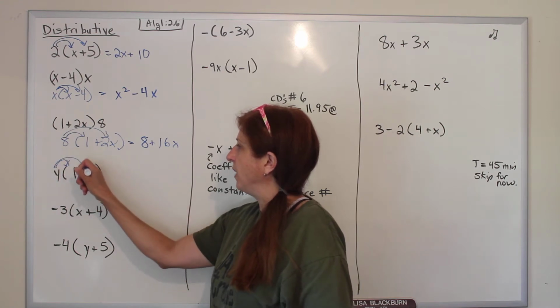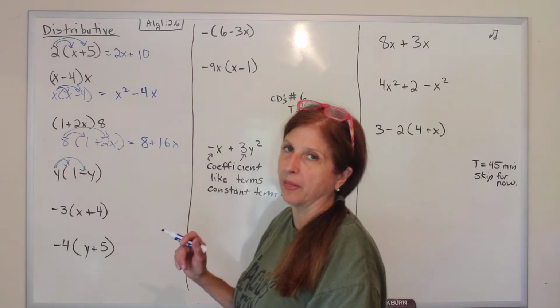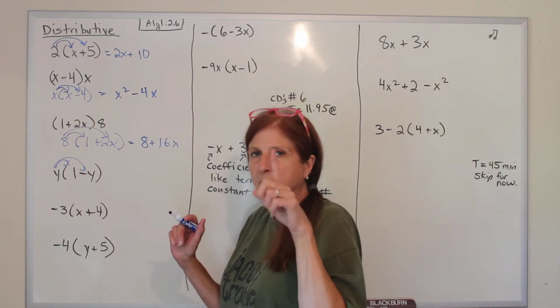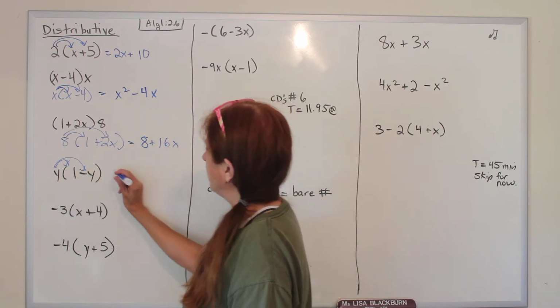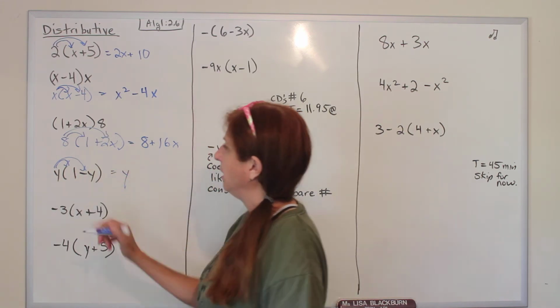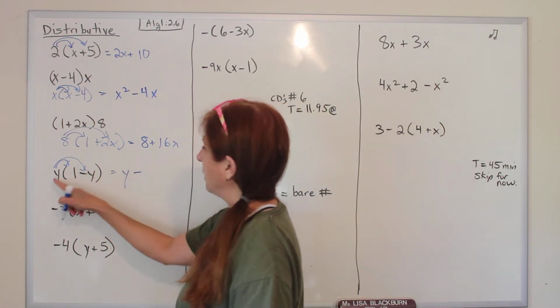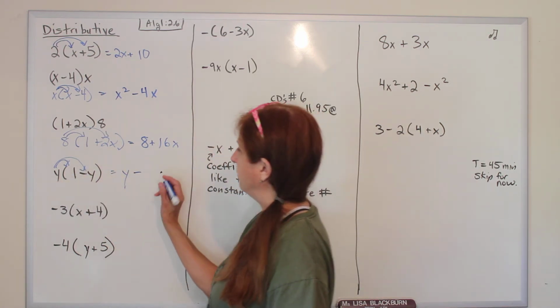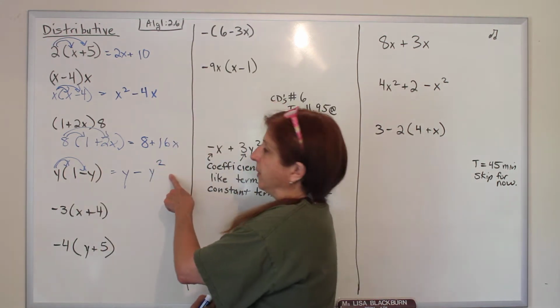I know I'm going fast, but I have to because of the time restraints on my camera. Sorry about that, but I think hopefully if you need me to slow down, just pause it and think about it. Y times 1 is y. Anything times 1 is itself. Y times negative y is a positive and a negative, make a negative. Y squared. Y times y is y squared.